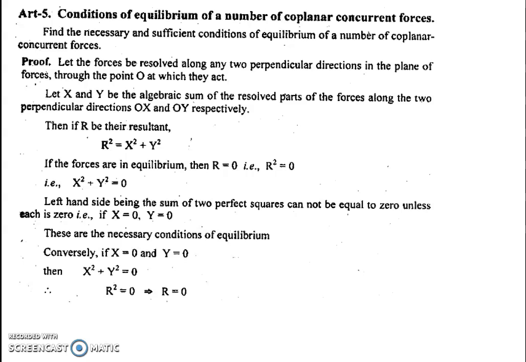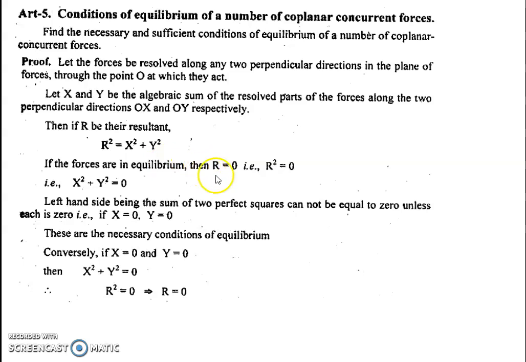So let the forces be resolved along any two perpendicular directions in the plane of force through the point O at which they act. And let X and Y be the algebraic sum of the resolved parts. We have already discussed that X is equal to P1 cos theta 1 plus P2 cos theta 2 plus P3 cos theta 3 and so on. Similarly, Y is equal to P1 sin theta 1 plus P2 sin theta 2 and so on. So X and Y are the algebraic sum of the resolved parts of the forces along the two perpendicular directions OX and OY respectively. Then R is the resultant and R square is equal to X square plus Y square.